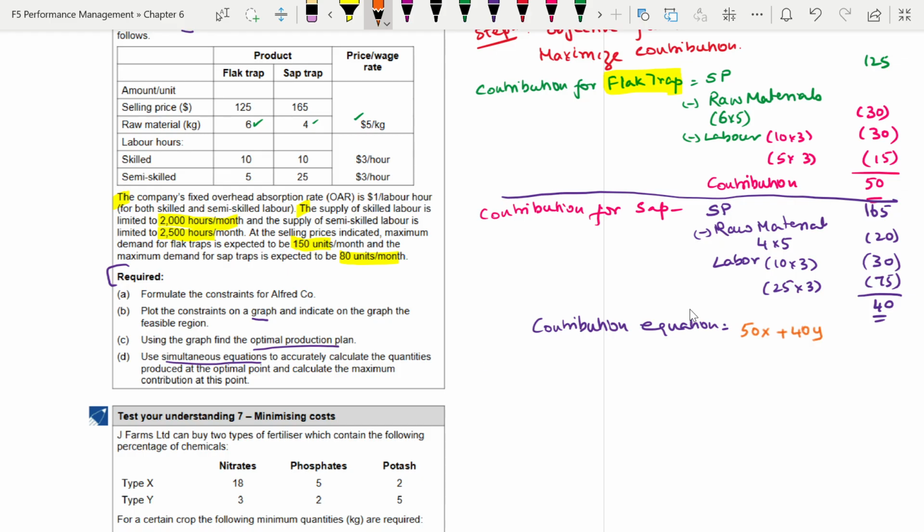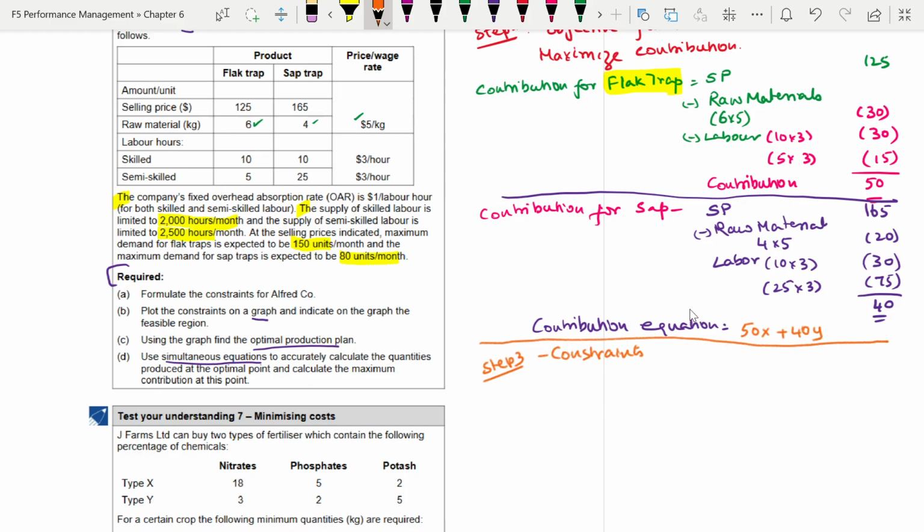Now what do we have to do in step 3? Slowly and steadily do. It is the constraints. When you are doing the constraints, you have to make the things.